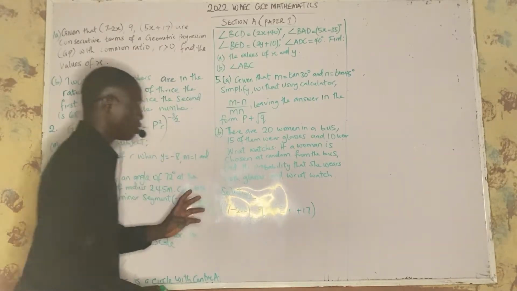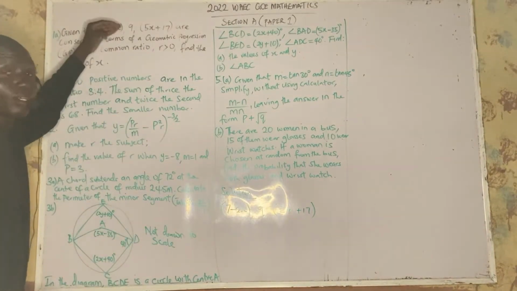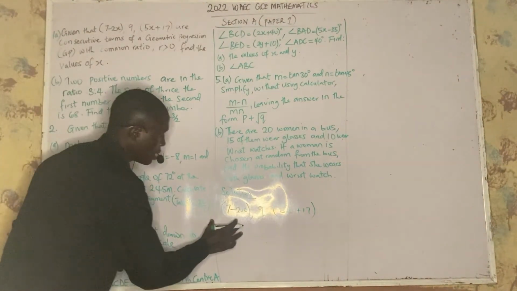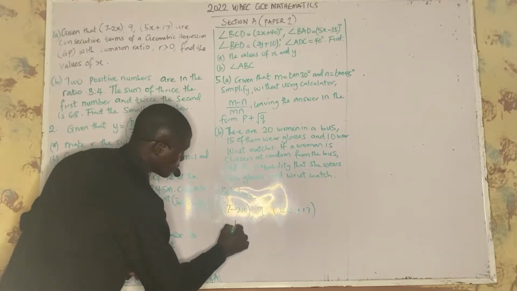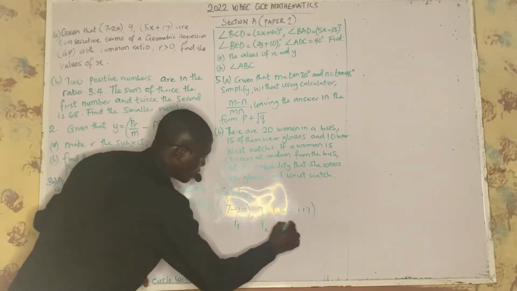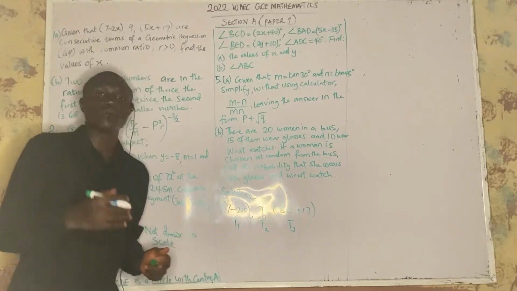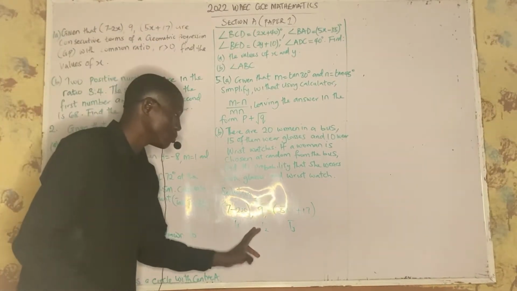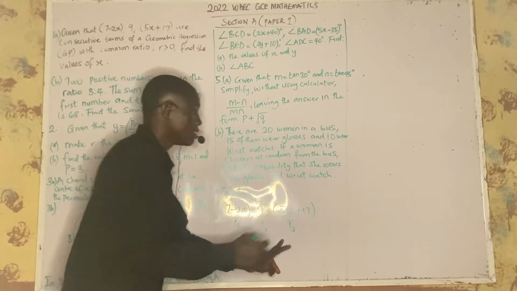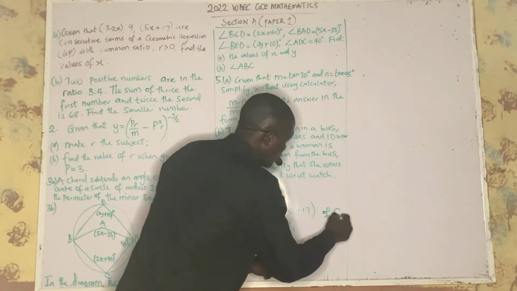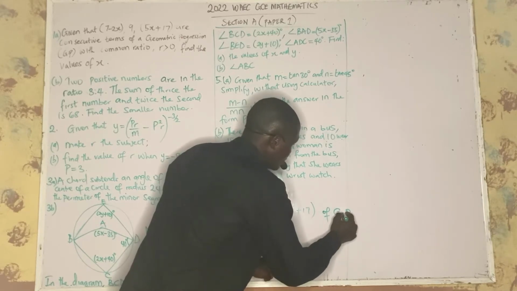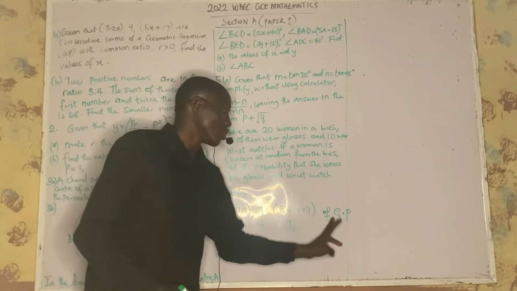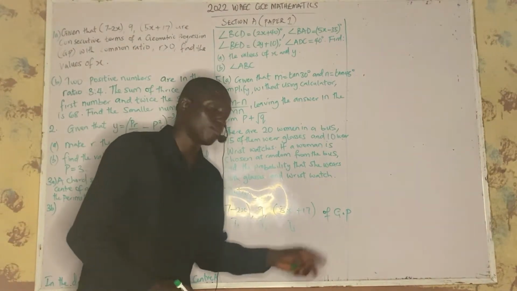Now, don't forget that we are told that these are 3 consecutive terms. It means that they are going to be T1, T2, and T3. Consecutive terms means terms that follow one another. So T1, T2, and T3, and they are consecutive terms of a GP, geometric progression.